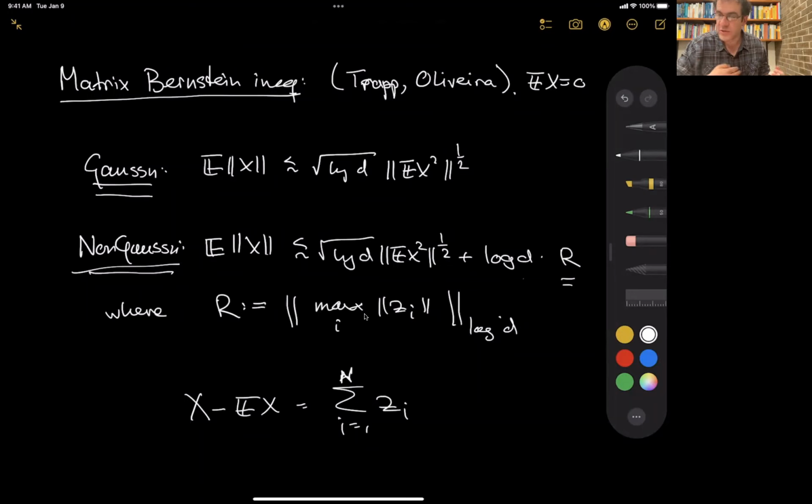But if you apply a better result to the Gaussian random matrix, you will recover a better result than the non-commutative, than the matrix Bernstein inequality. Right? So this is the change of viewpoint. The viewpoint of universality is, let's not try to explain how the Gaussian random matrix behaves. Let's simply show that the non-Gaussian matrix behaves like the Gaussian matrix. And then we can apply our favorite result to the Gaussian matrix to understand how it works.